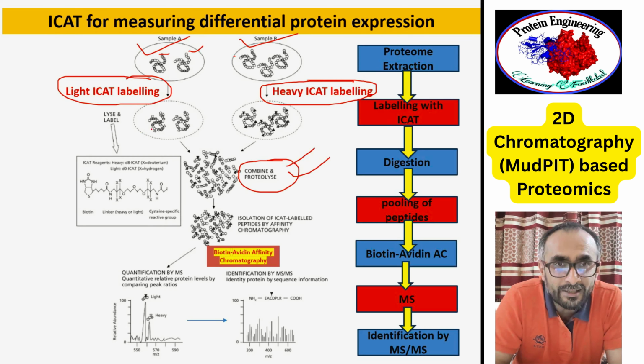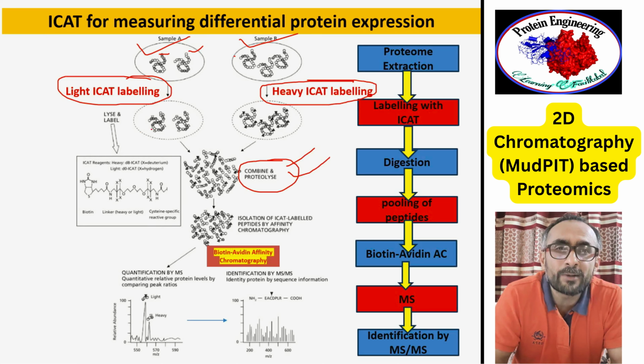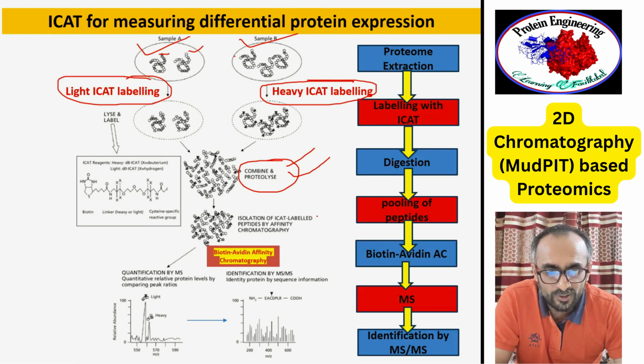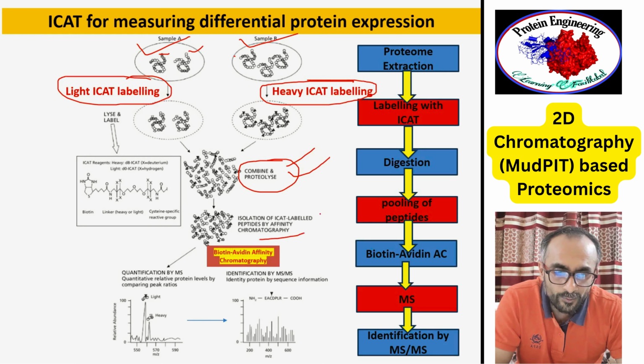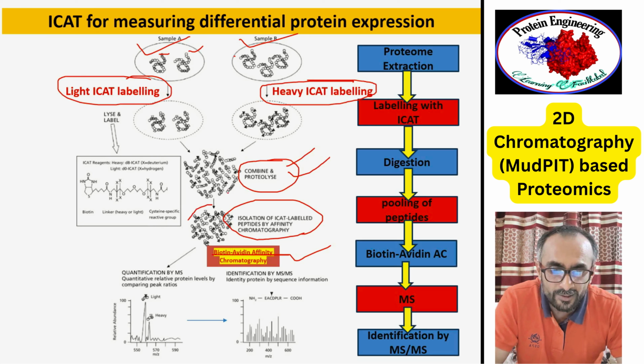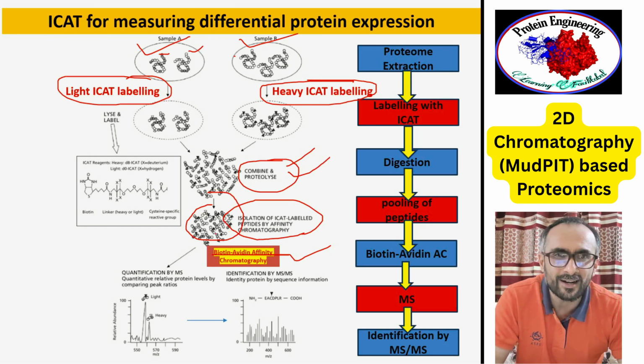So your next objective here is to enrich only labeled peptides from both the samples. For that, you remove all the peptides which are unlabeled, and in order to do so, you use biotin-avidin affinity chromatography. You use an affinity column where avidin protein is immobilized in the stationary phase, and when you load this peptide mixture on top of that column, only the heavy and light ICAT-labeled peptides, because those contain the biotin group, are bound to the avidin. Unlabeled peptides pass through the column and you discard them.